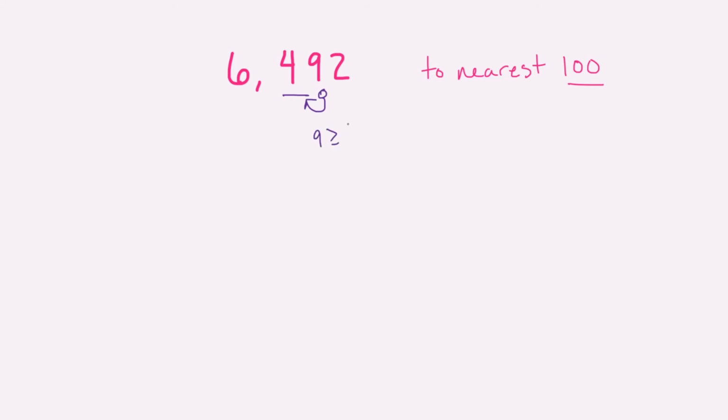What if we want to round 6,492 to the nearest 100? Well, what number's in the hundreds place? It's 4, so we need to check to the right of the 4 to see whether we should round up or down. 9 is greater than 5, so we will round up to 6,500.